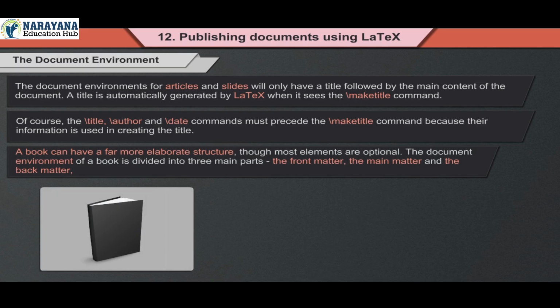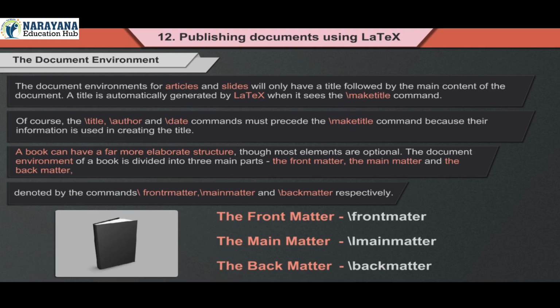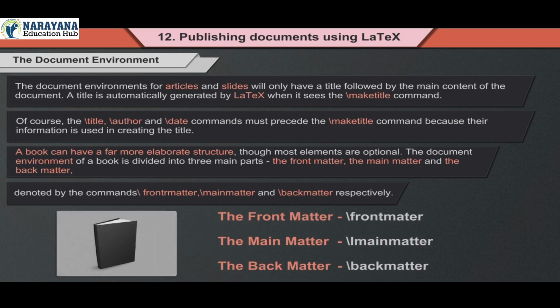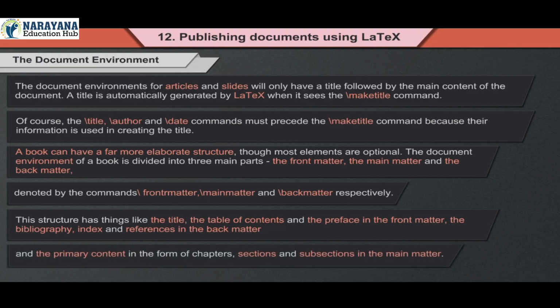The document environment of a book is divided into three main parts: the front matter, the main matter, and the back matter, denoted by the commands \frontmatter, \mainmatter, and \backmatter respectively. This structure has things like the title, the table of contents, and the preface in the front matter, the bibliography, index, and references in the back matter, and the primary content in the form of chapters, sections, and subsections in the main matter.